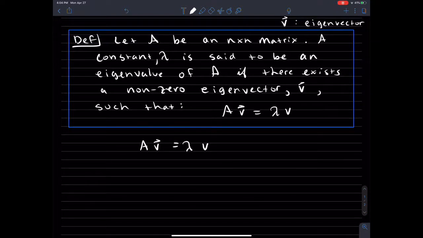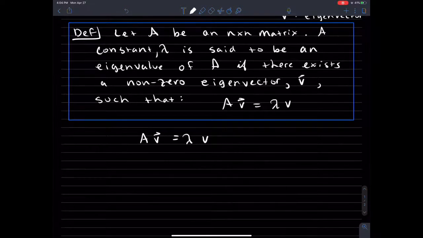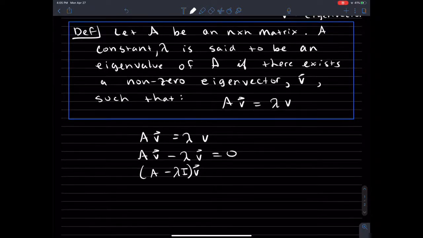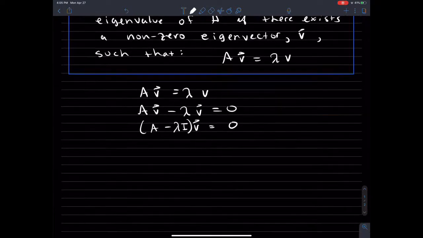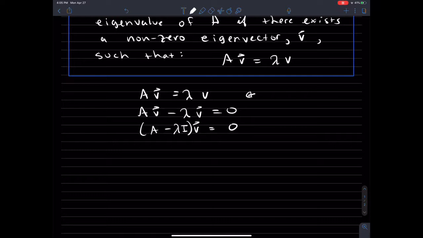There's always a lot of telling stuff when we have 0 on one side. When we solve, we set it equal to 0. So I set that equal to 0. And if I factor out V, I have A minus lambda I. Lambda is a constant, so I do need to multiply it by the identity, because we can only subtract if they're the same size. So if A is 2 by 2, I is my 2 by 2 identity matrix.